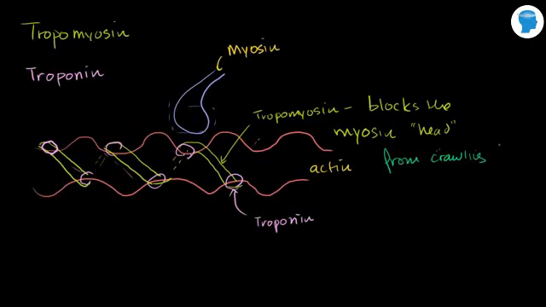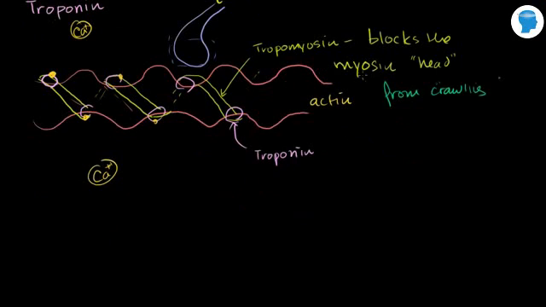And the only way to make it unblocked is for the troponins to actually change their conformation, for them to change their shape. And the only way for them to change their shape is if we have a high calcium ion concentration. So if you have a high enough concentration, these calcium ions are going to bond to the troponin, and then that changes the conformation of the troponin enough to move the configuration of the tropomyosin. So let me write this down.